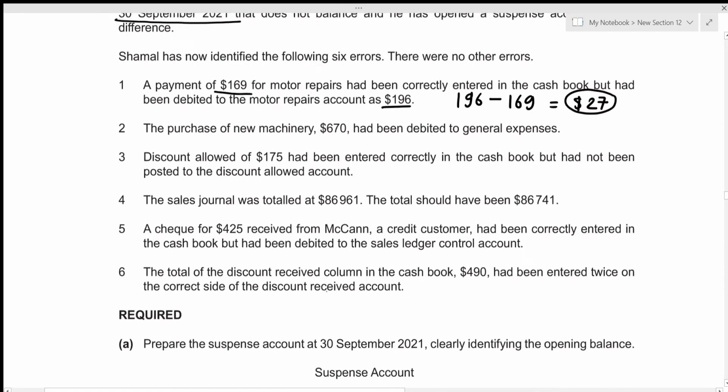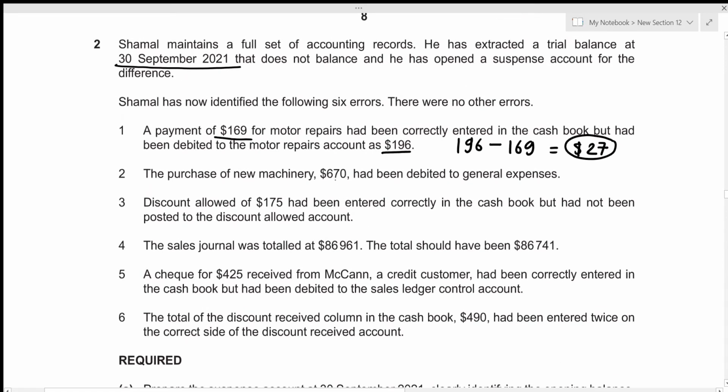Alright, let's have a look at the second error. The purchase of a new machinery, 670, had been debited to general expenses. So this is actually an error of principle. An error of principle does not affect the suspense account, so we can just completely skip this one. Let's move to the third error.